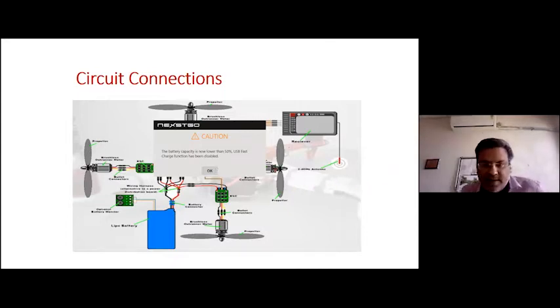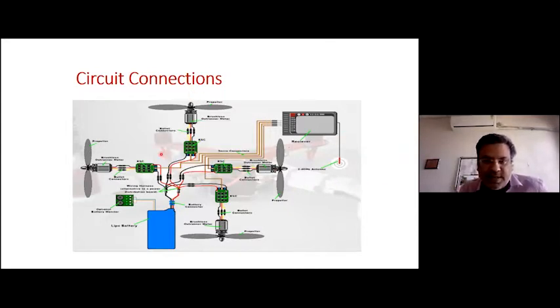We have these, the 4 motors. These are the 4 ESCs. The ESCs are going to be connected with 1 battery, and we have one optional battery monitor. There's also a receiver. So this is one basic structure.